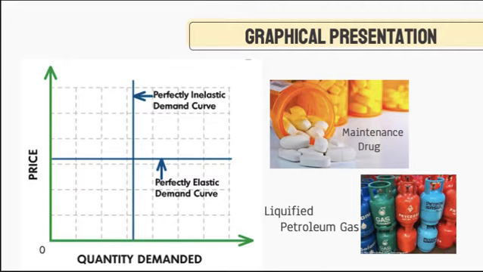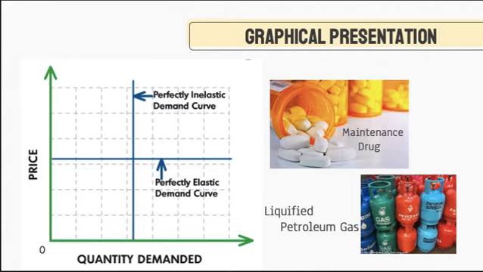Perfectly elastic and inelastic demand look like this. A perfectly elastic demand curve shows a horizontal line because as stated a while ago, there is no change in price. That is why the demand for the product is infinite. While a perfectly inelastic demand curve shows a vertical line.